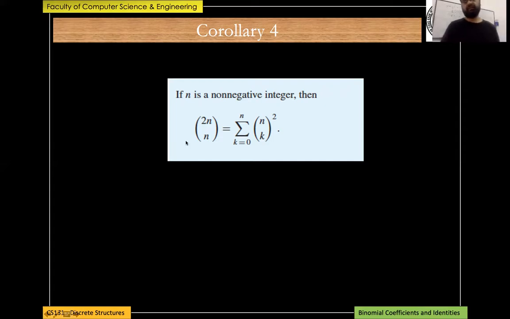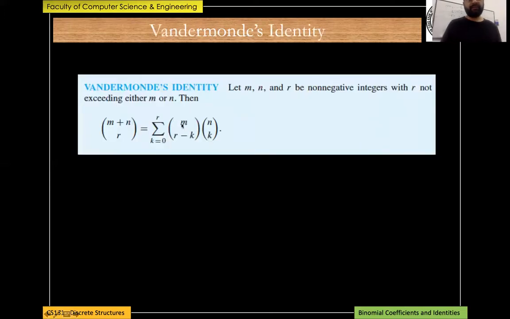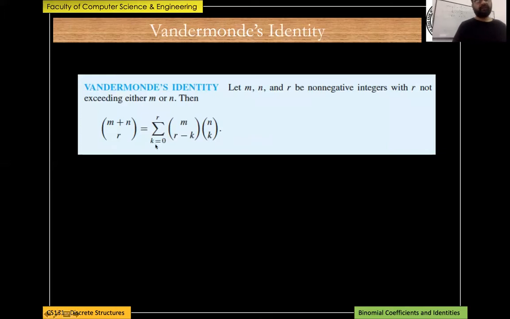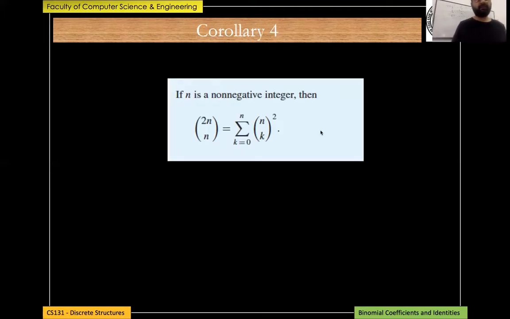So for example, if you go back a bit, we can represent 2n as n plus n, and then C(n+n, n) simply comes out to be the summation from k = 0 to n of C(n, n-k) and C(n, k). So this is exactly equal to be like this.